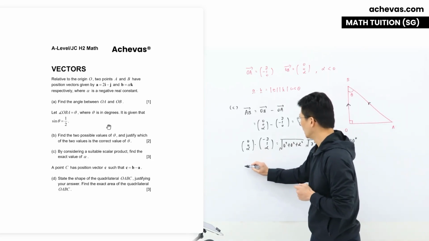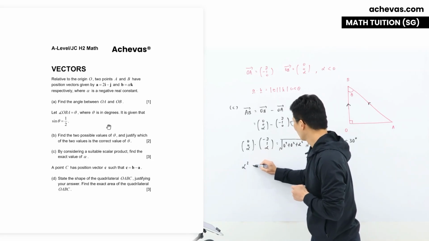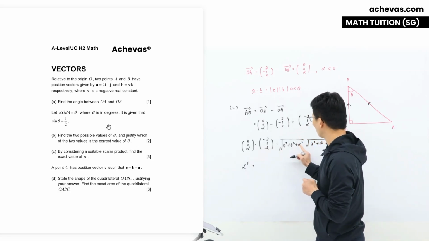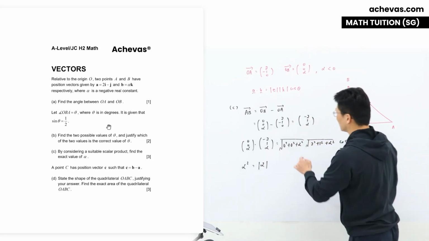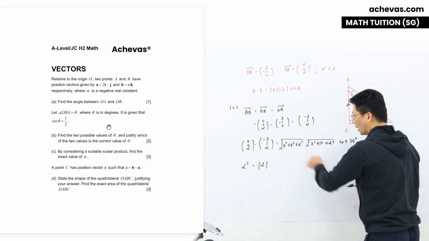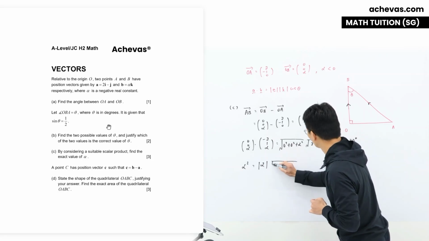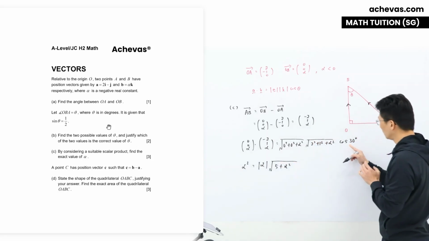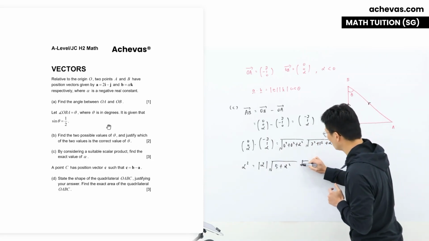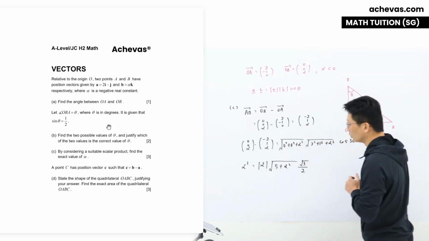This will end up to be alpha square. This will just be square root of alpha square. I have to put a modulus here because this is a square root of alpha square. This will be a square root of 5 plus alpha square. And cosine 30 degrees will give me square root 3 over 2.